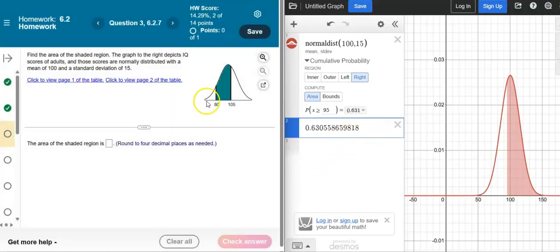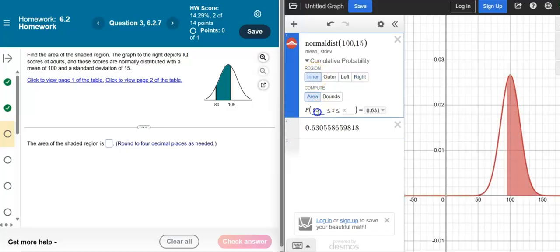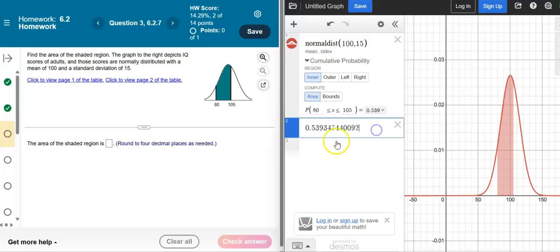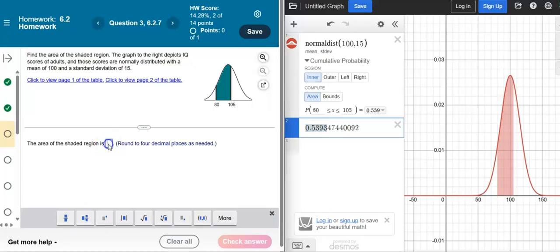This is an area between two numbers, so that's an inner probability. The lower number is 80, the upper number is 105, and there is my probability. To 4 places, right there's the 4th place, the next number is a 4, so that's my probability. No need to round it up.